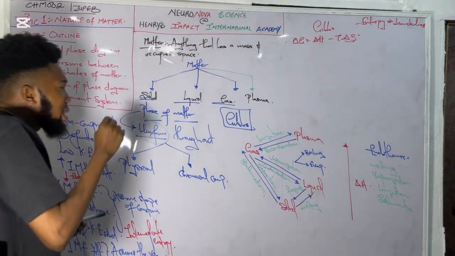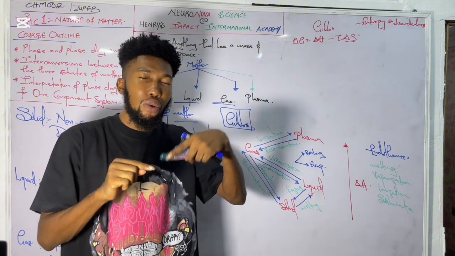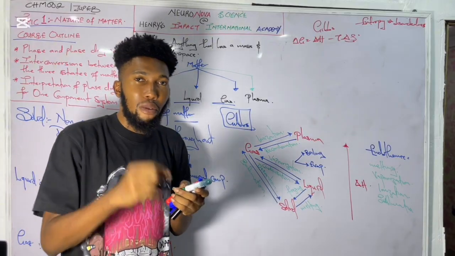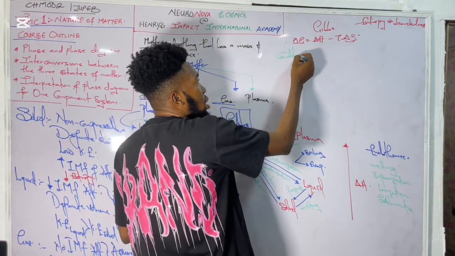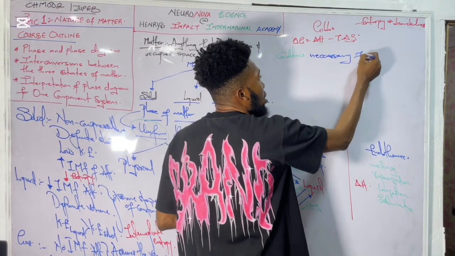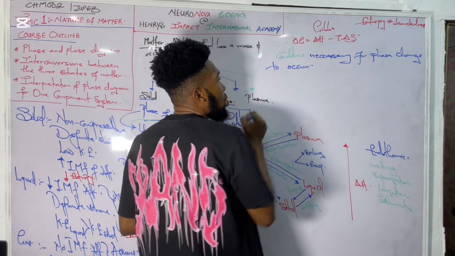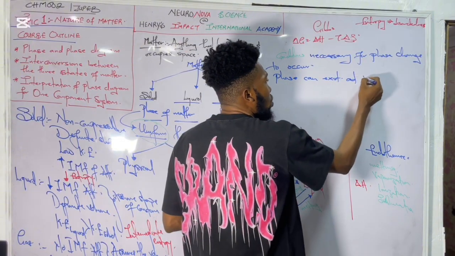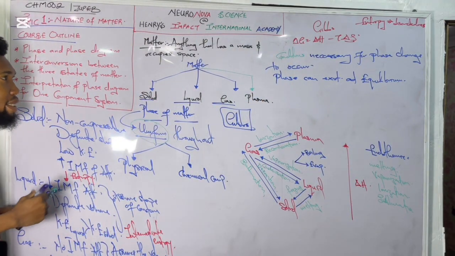A phase diagram. Now, what is a phase diagram and what's the importance of a phase diagram? A phase diagram is useful because it shows you the different thermodynamic processes, the different physical conditions that are necessary for phase change to occur. So a phase diagram shows you the conditions necessary for phase change to occur. Good. And it also enables you to see how different phases can exist at equilibrium. Yes, can exist at equilibrium.